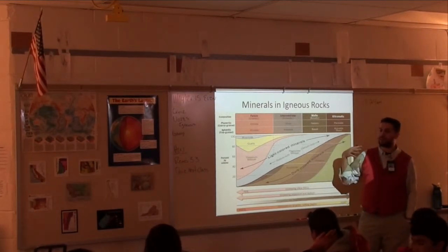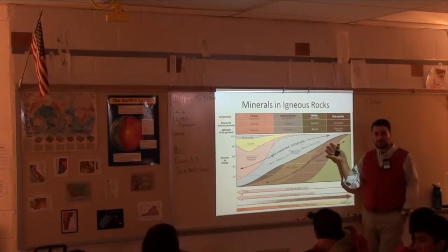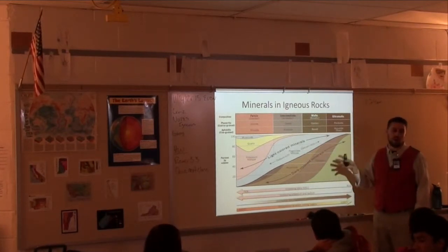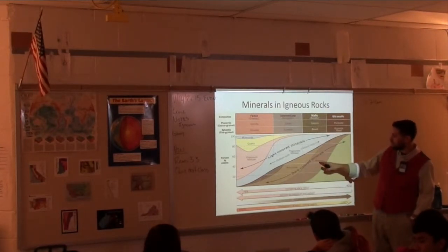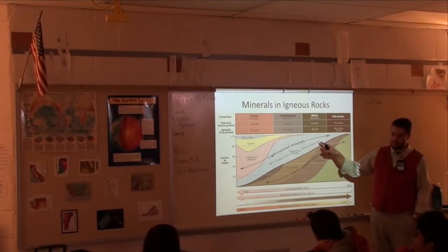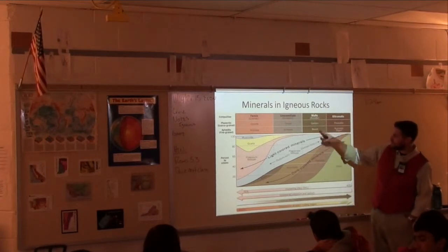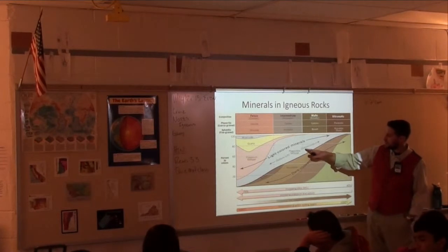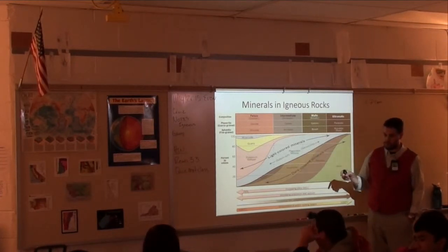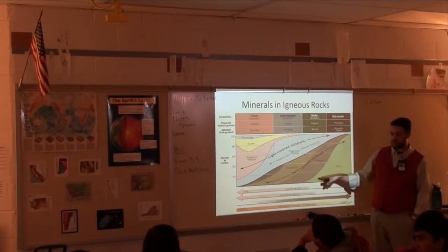I said that the reason these are dark is because they have dark minerals. What this chart tells you is what those minerals are. Mafics are made of pyroxene, olivine, and amphibole with some plagioclase feldspar. Mafic rocks are pyroxene, amphibole, and calcium-rich plagioclase feldspar, with a little bit of olivine. This is what it's made of.